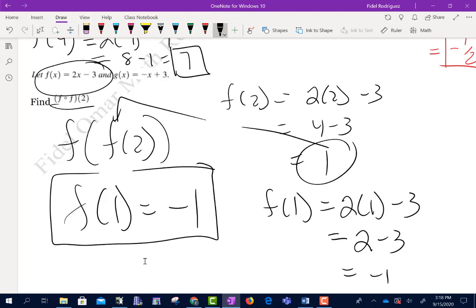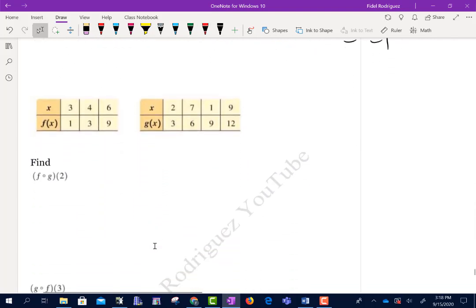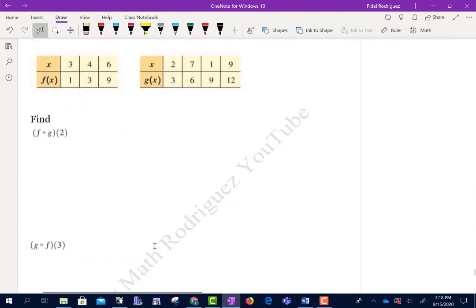So do you see, these problems, guys, dealing with the composition, they're two-part problems. You got to find the answer for the inside first, and then once you get that answer, you plug it into your function, and then you do that part. So there's always going to be two parts to this thing.